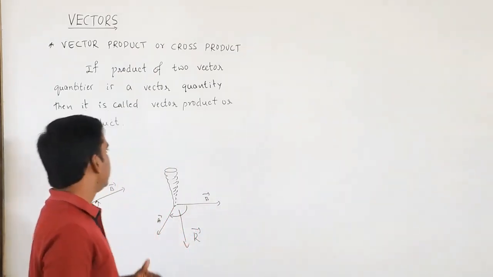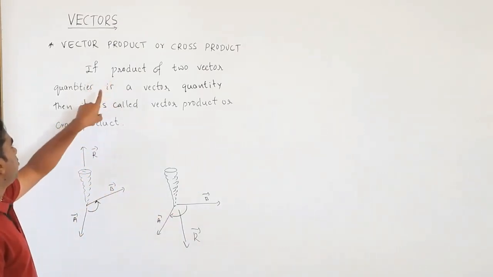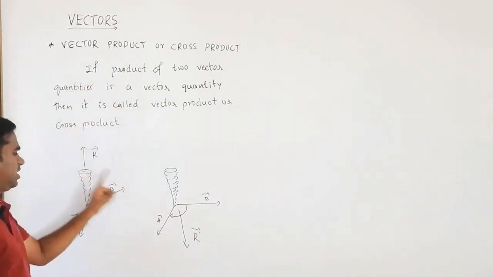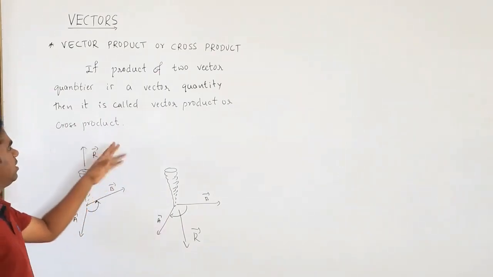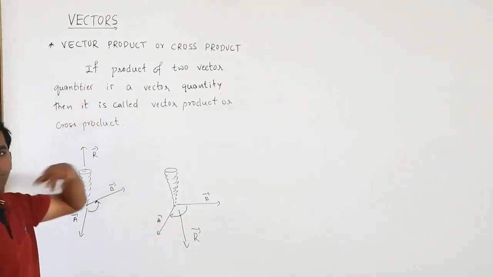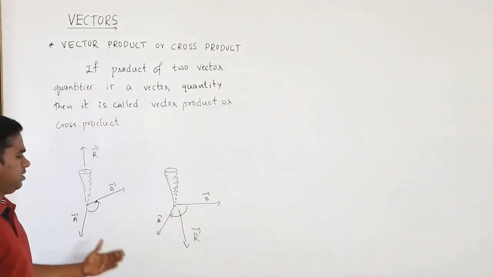That is why the product of two vectors is also a vector, because it has both magnitude and direction. Then we call it the vector product or the cross product.